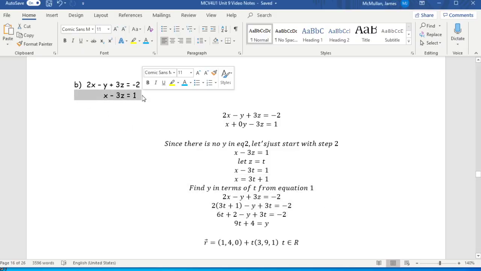So there you go. If one variable starts eliminated, you can just skip the step where you're eliminating a variable because you don't need to.